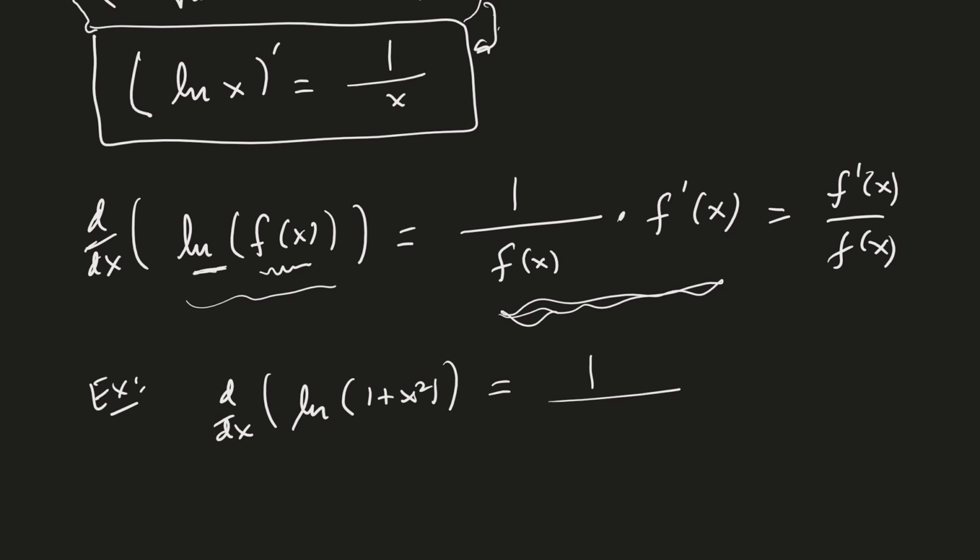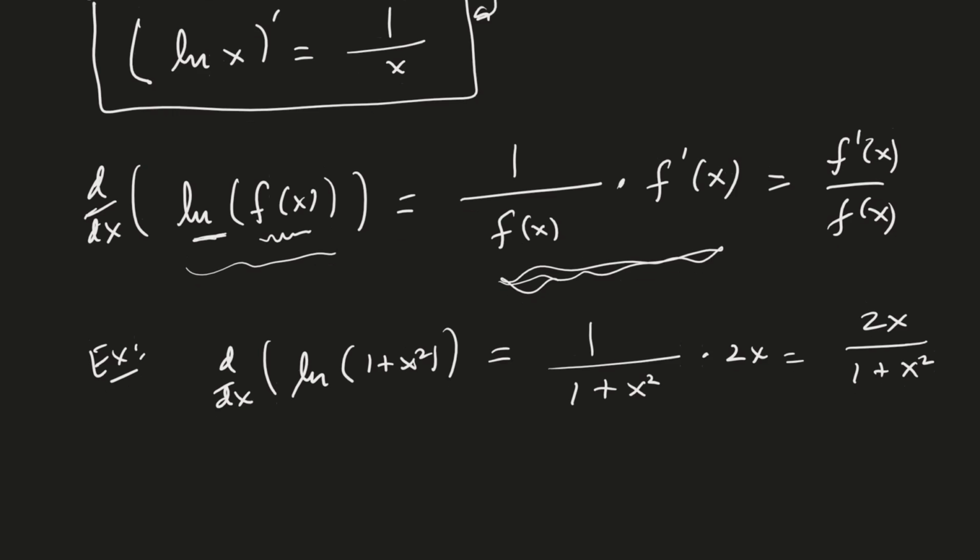Okay, did you say 1 over 1 plus x squared times 2x? Good, or you should just write it as a single fraction, but it's okay if you want to take a step to simplify. Very good. All right.